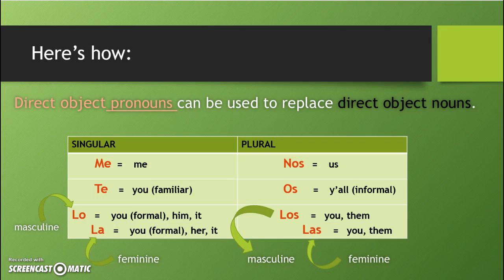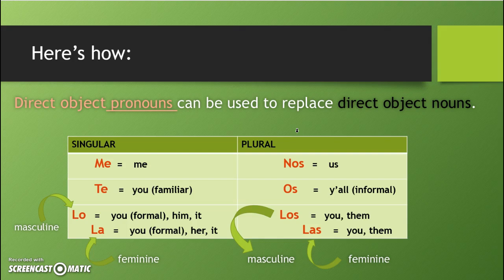Direct object pronouns can be used to replace direct object nouns. So down below, I have in red all of your direct object pronouns. In español, they are as follows. Me, te. Notice I have two in the same box. They are lo and la on the singular side. Moving over to our plural column over on this side, we have nos, os, los, and las.